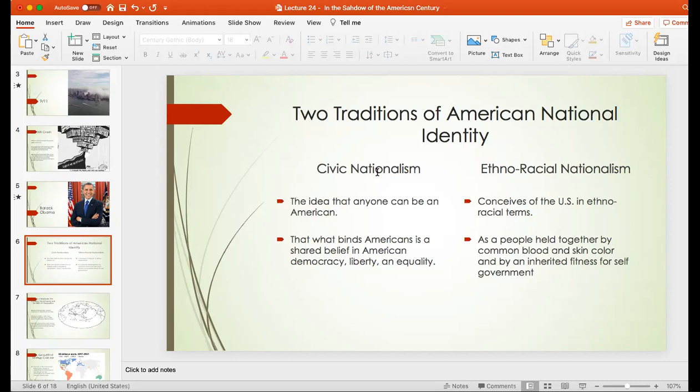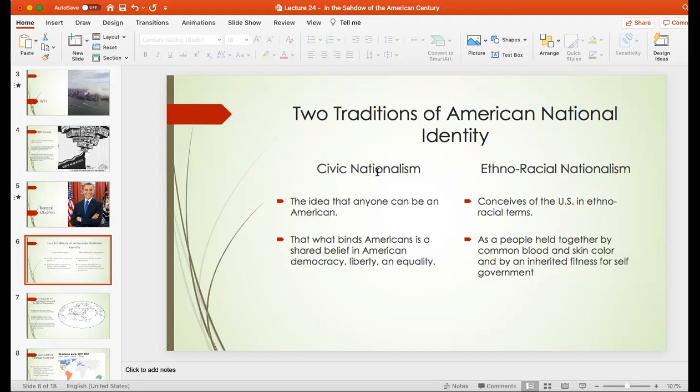Obama, in many ways, is the exemplification, the personification, of that civic nationalism. His very identity and the very fact that he was elected president speak to this tradition of a kind of American multiculturalism. And Donald Trump's election speaks to the tradition of American ethno-racial nationalism, not to the same extent that it was 100 years ago, but this idea that there are real Americans and people pretending to be Americans, so to speak.